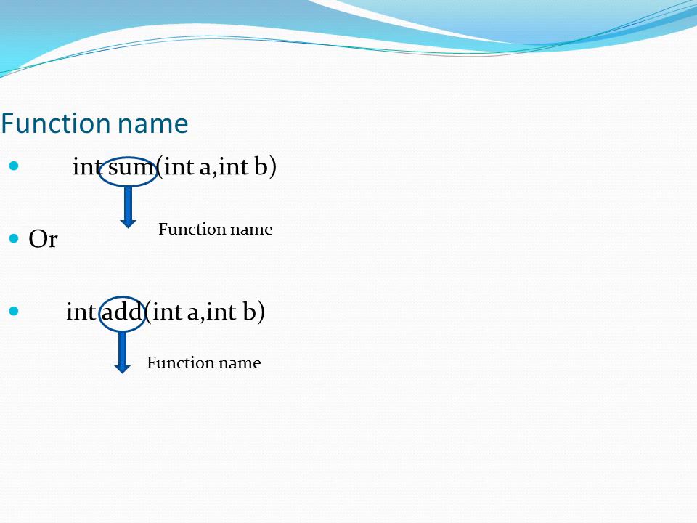The function name preferably should be related to the process. For example, we are performing sum of two numbers or more than two numbers. In this case, we can give the function name as int sum(int a, int b) or int add(int a, int b).